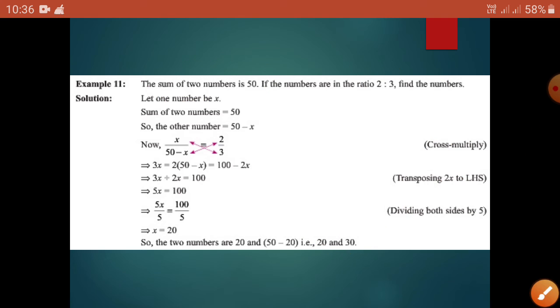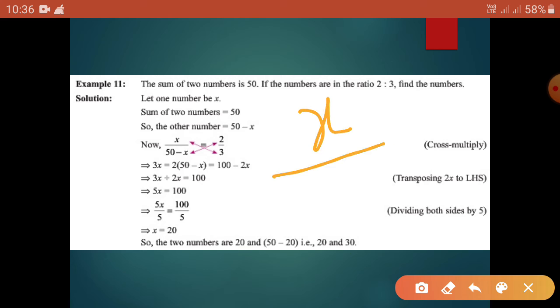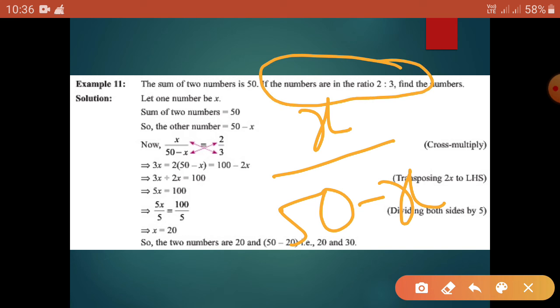Okay, so now make the equation. So one number is x and the other number is 50 minus x. So we are writing one number is x, the other number is 50 minus x. Now the question says the numbers are in the ratio of 2:3, so we can write an equal sign and then 2 by 3. Okay, already we have done the equation.